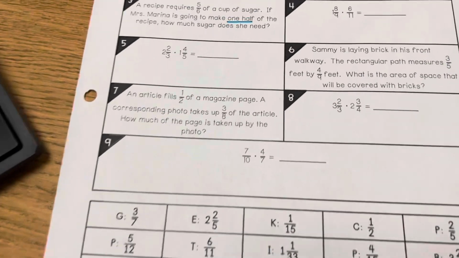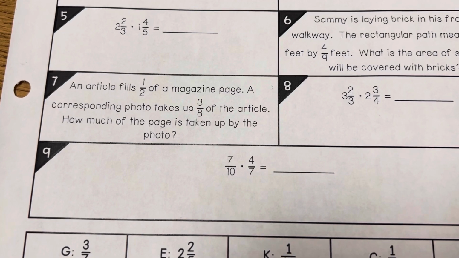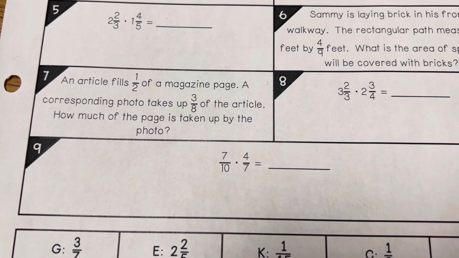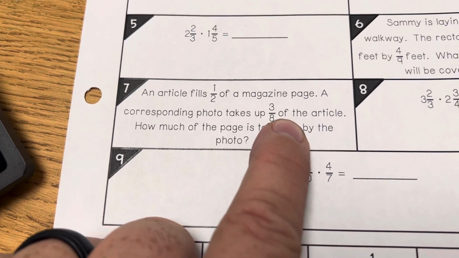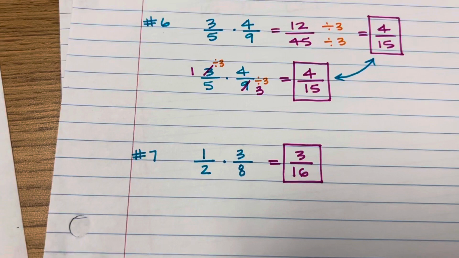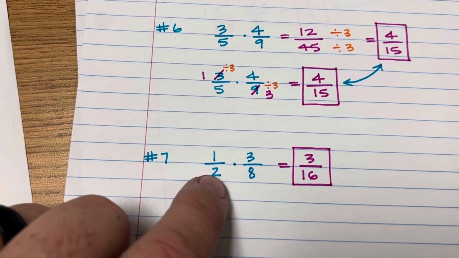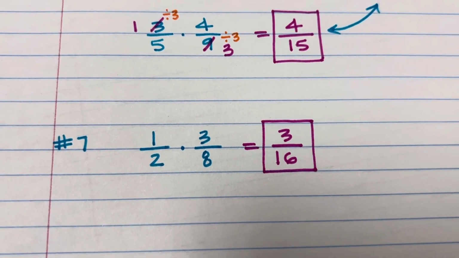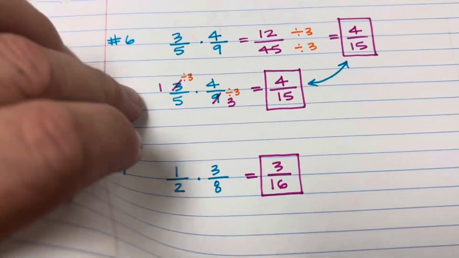Number 7, an article fills half of a magazine page. Another photo takes up 3/8 of that article. How much of the page is taken up by the photo? You're looking for 3/8 of 1/2. There's that word of again, and that's like multiplying. So we're looking for 1/2 times 3/8, or 3/8 times 1/2, same thing. And nothing to simplify there. 1 times 3 is 3. 2 times 8 is 16. 3/16 is already in simplest form. So we're good to go there.